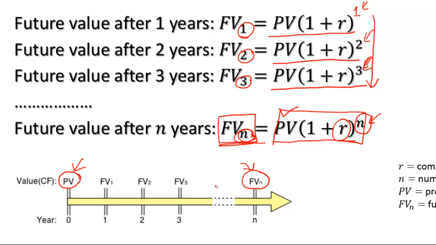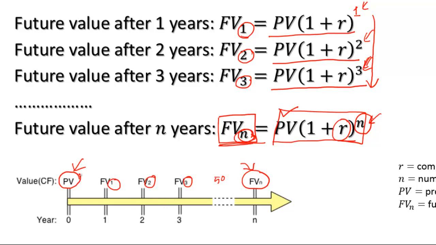So the value of n can be any value. It can be 2, it can be 3, it can be 1, or it can be any value like 50 years or 500 years, whatever. So you can find the future value of your present amount of cash flow.